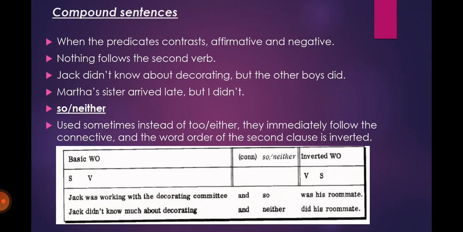And we can have a different form or a different state. When the predicates contrast affirmative and negative, nothing follows the second verb. So إذا وحدة من الجمل تتناقض مع الثانية، مو اثنيناتهم مثبتة أو اثنيناتهم منفية، لا، وحدة منهم مثبتة وحدة منفية. Nothing follows the second verb. إذن الفعل التالي الموجود في الجملة لا يليه لا to ولا either. فبهذه الحالة Jack didn't know about decorating but the other boys did. انتهى الموضوع، ما ضفت to ولا either.